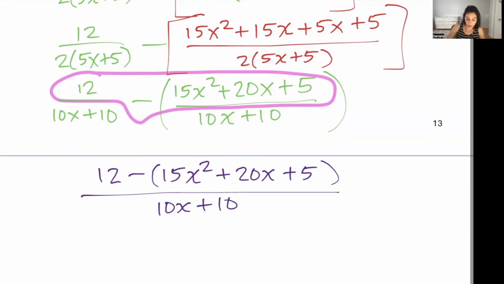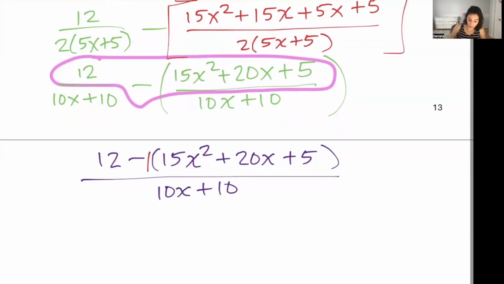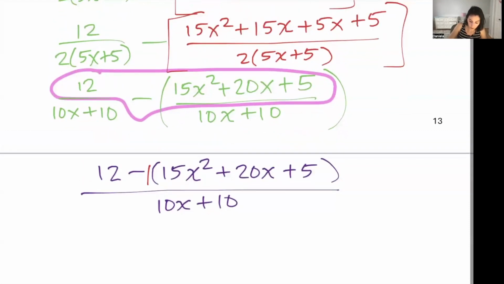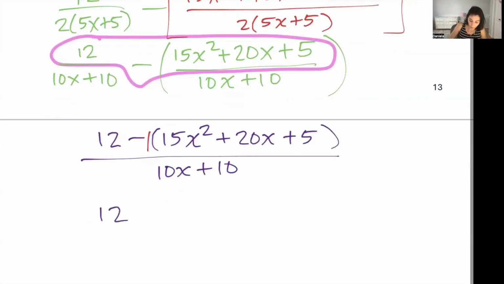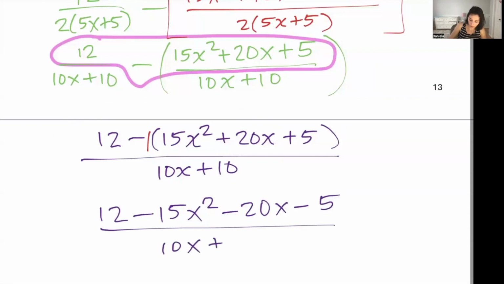So there's like an imaginary minus 1 times, so there should be an imaginary distribution of that negative 1. You can look at it that way, and that is exactly why all the signs should be negative. So I hope that makes more sense now. So it should end up being 12 minus 15x squared. The 20x turns into a minus, and then the 5 also turns into a minus. All those signs should change, and then it's all over 10x plus 10.